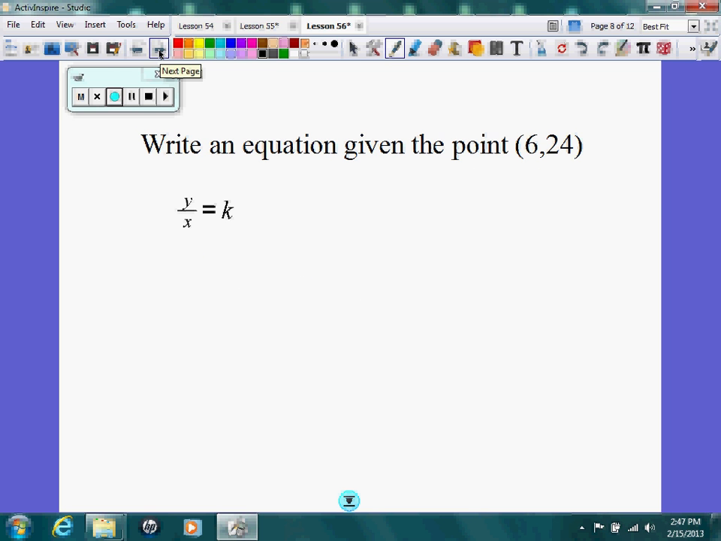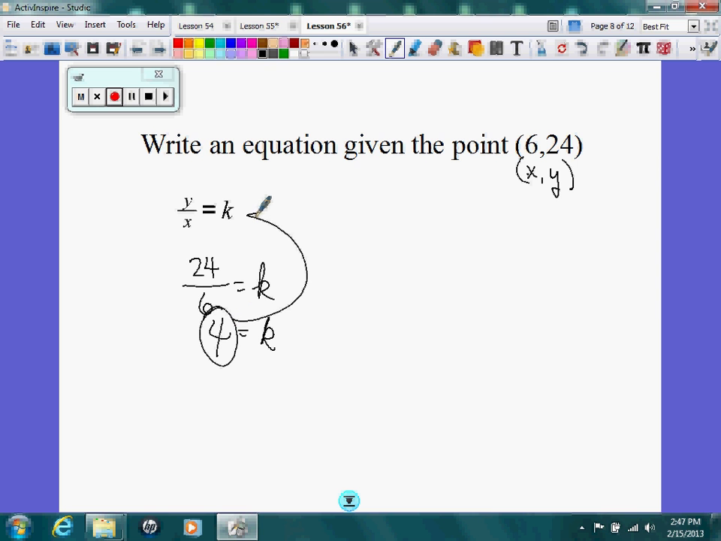Okay, one other topic here is write an equation given the point 6, 24. Here's our x, here's our y. So we put y over x, 24 over 6 is equal to k. So k is equal to 4 in this case. So we could come back and put 4 in here for k. And so our equation would be y over x is equal to 4. If we wanted to multiply both sides of the equation by x, we could do that. The x's would cancel here, and we would have y is equal to 4x, which would be an example of direct variation.